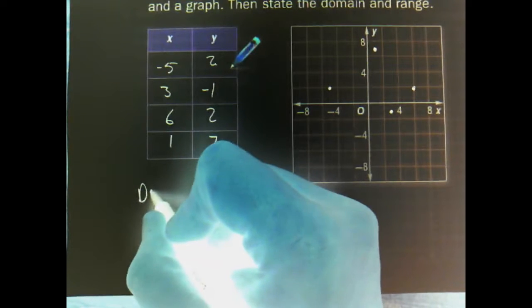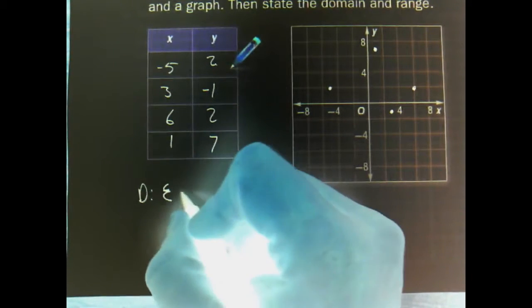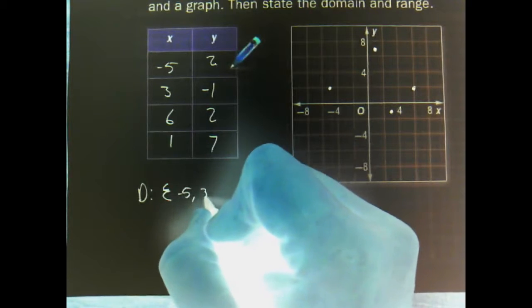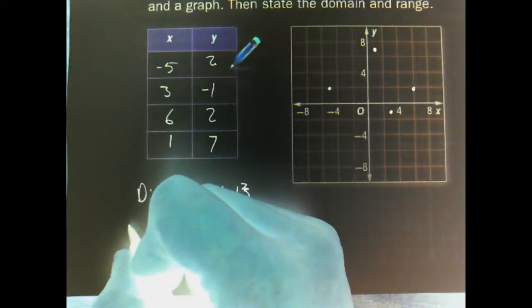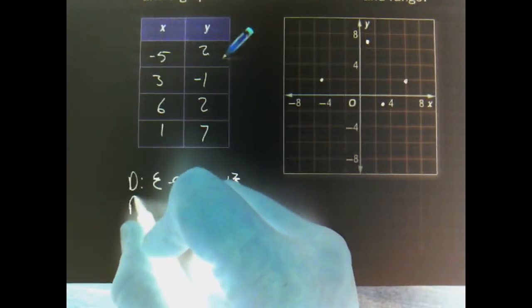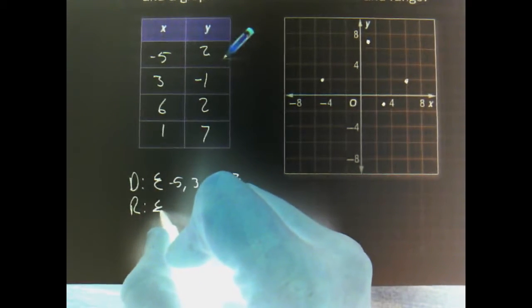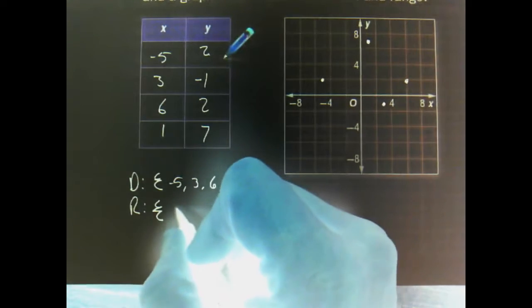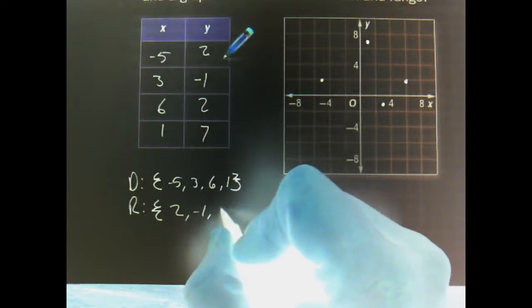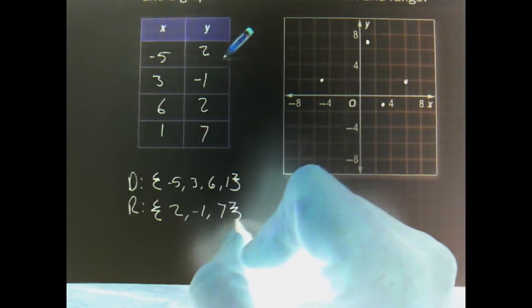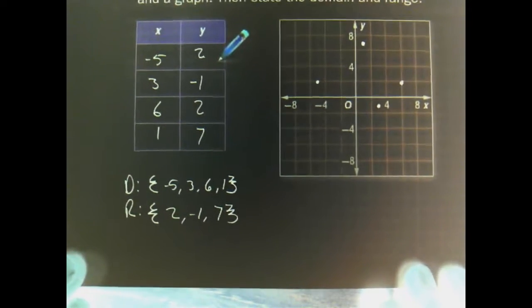So the domain D: brace -5, 3, 6, 1 brace. The range, capital R: 2, -1. I don't include the repeat, and 7. So that would be my domain and range.